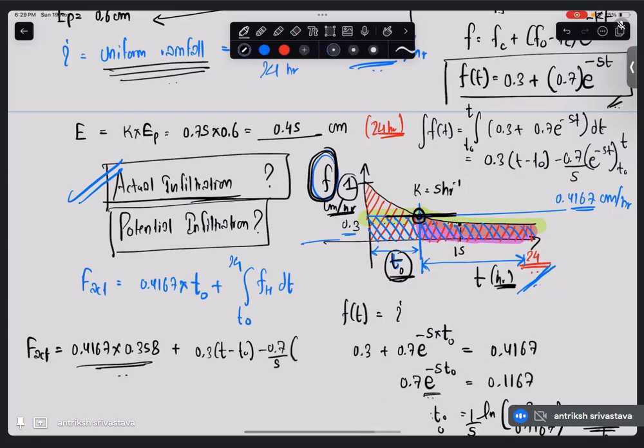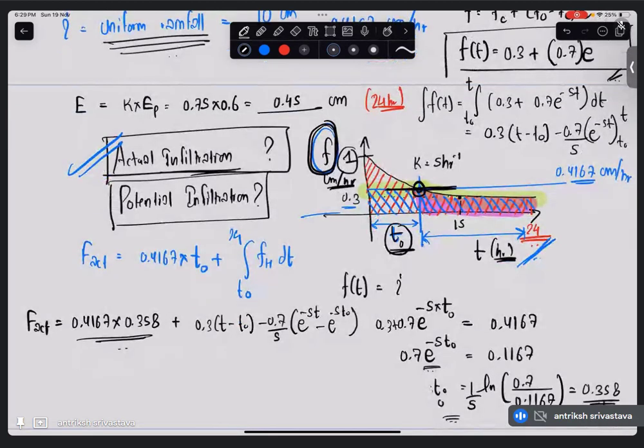So why don't you tell me what is going to be the value of total infiltration? If you calculate this, where T is 24 and T naught is 0.358, you should be able to get the value of F actual. So can you tell me what is the value of F actual? We are not in a hurry, so you can easily take your time and tell me the value.